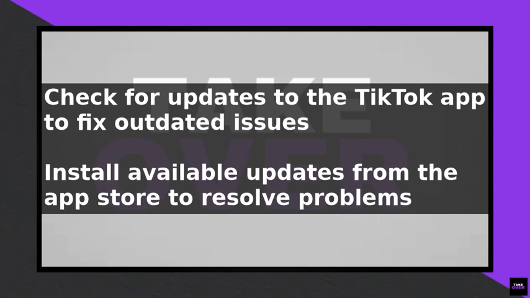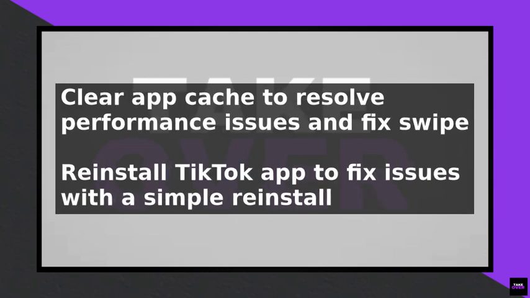If the issue persists, check the app's permissions. Make sure that TikTok has the necessary permissions to access your photos and camera. Go to your phone's settings. Find the Apps or Application Manager. Select TikTok, and check the permissions.